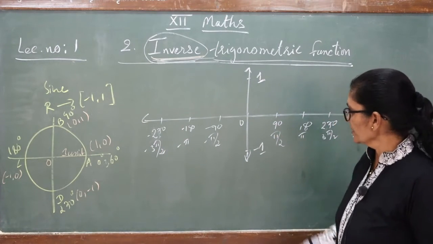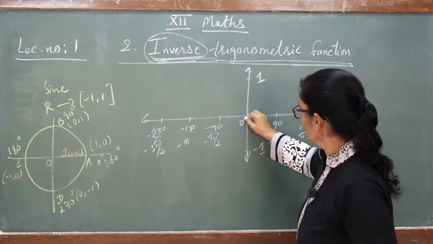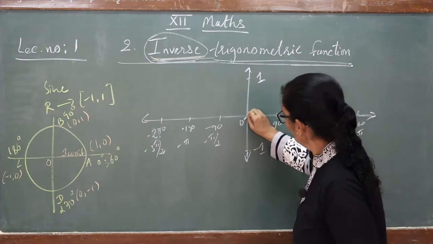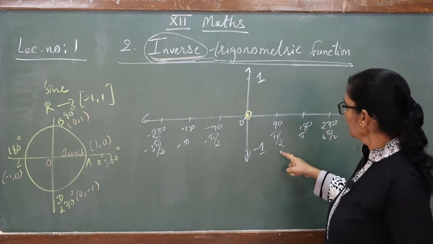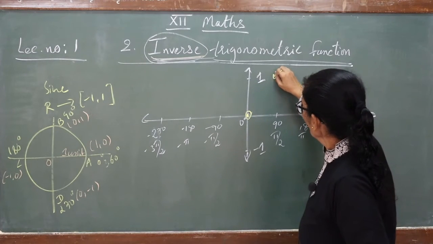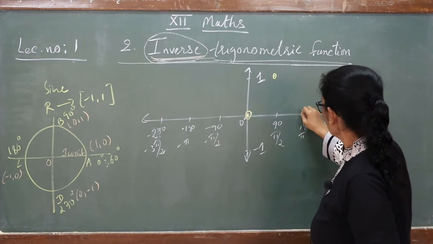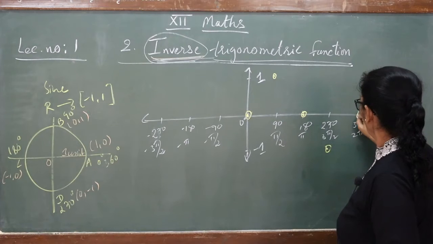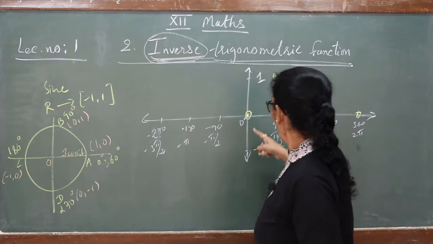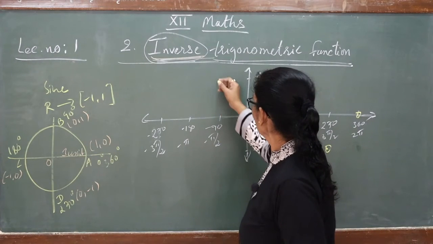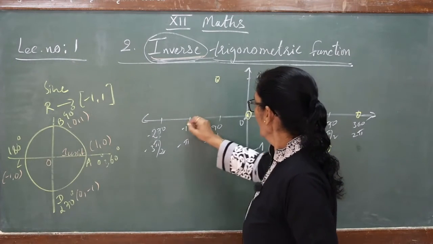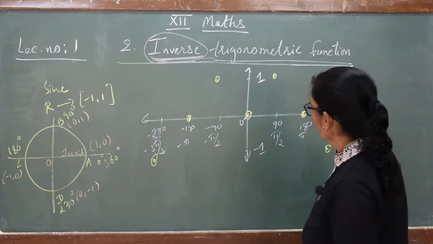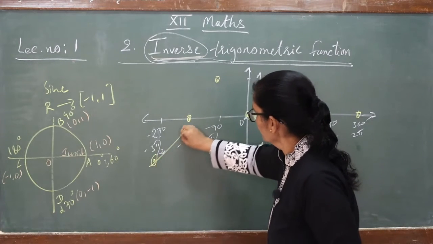Now we know sine 0 is 0, so the graph passes through the origin. The first coordinate is 0, so I just mention the point. Sine 90 is 1, so it is highest here. Sine 180 is 0. In the same way, sine 3 pi by 2 is minus 1, and at 2 pi it is 0. Similarly at minus 90 it is minus 1, here 0, and here 1. So what is your graph's figure? The figure will be like this.